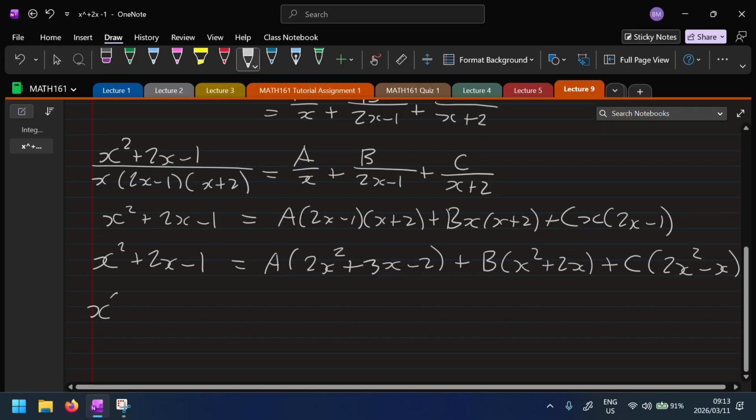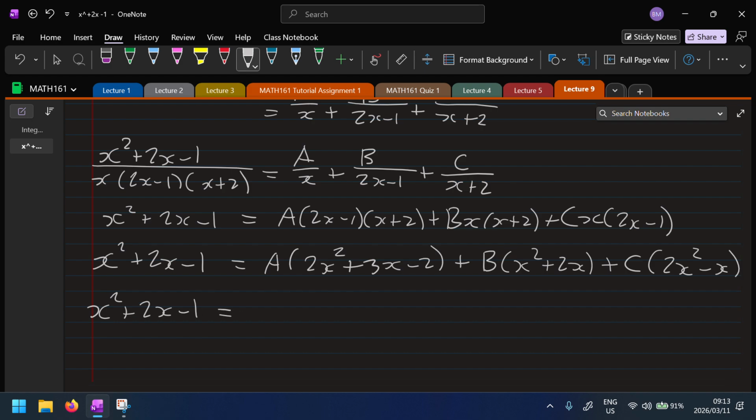So on this side, we still have x squared plus 2x minus 1. And now on the other side, all the x squared terms I'm going to put together. So I have 2A from the first one.